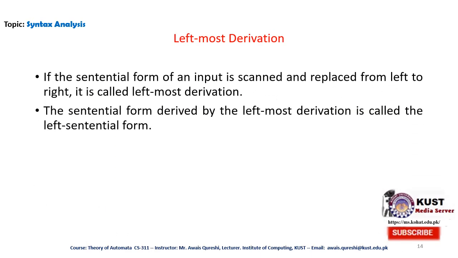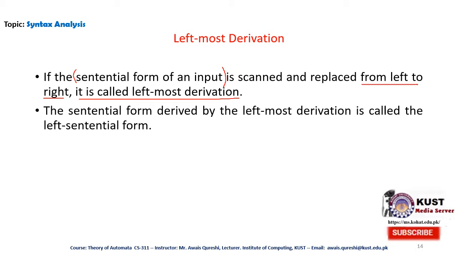First, leftmost derivation. If the sentential form of an input is scanned and replaced from left to right, it is called leftmost derivation. So we always derive the sentential form of an input in some manner, that is from right to left or left to right.